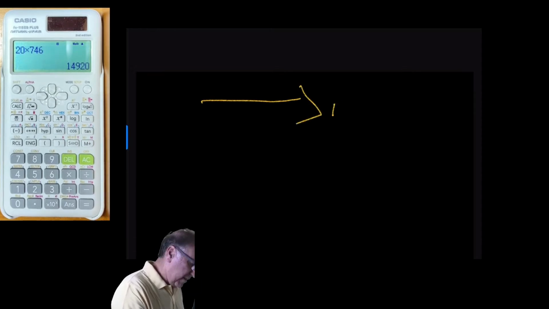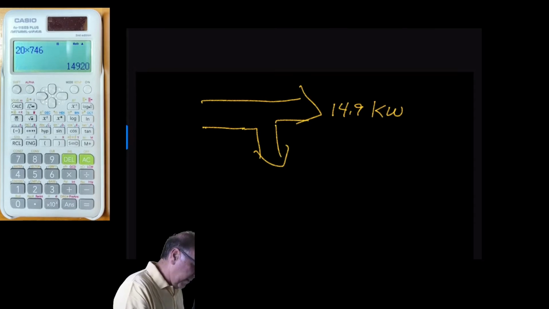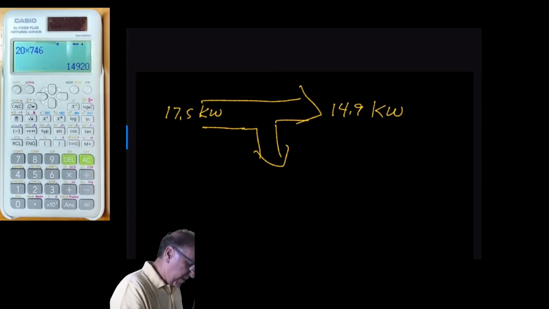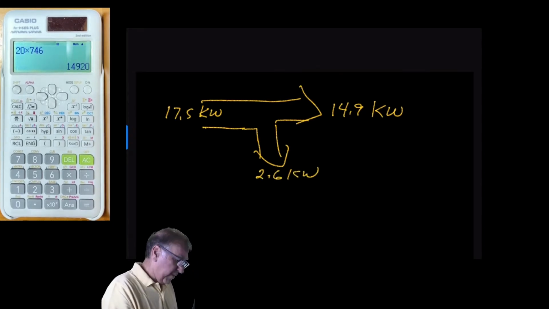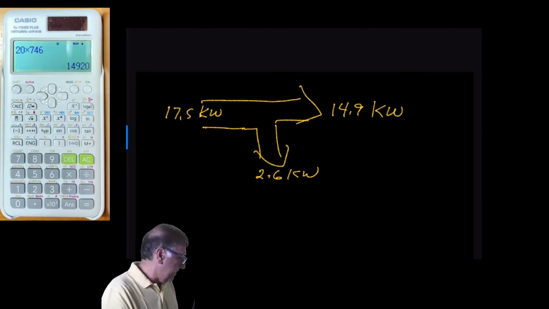We can draw the power diagram as we did last time, like this. 14.9 kilowatts as the output, and 17.5 kilowatts is the input. And our lost power is 2.6 kilowatts, and that's lost as heat.